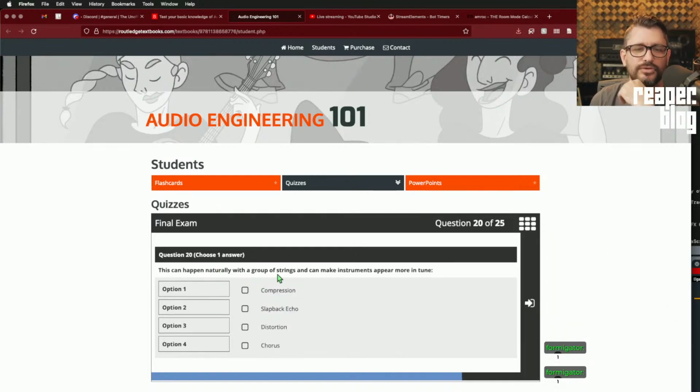This can happen naturally with a group of strings and can make instruments appear more in tune. Compression, slap back echo, distortion, and chorus.